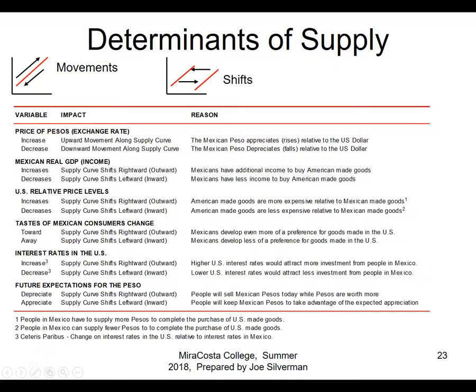Maybe they would boycott American-made products. If they did that, they wouldn't have to supply as many pesos, so we would show that as a leftward shift in the supply of Mexican pesos.